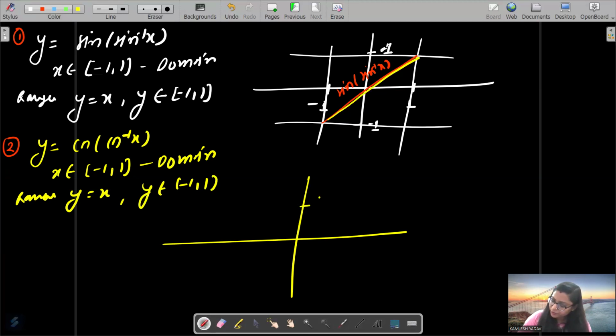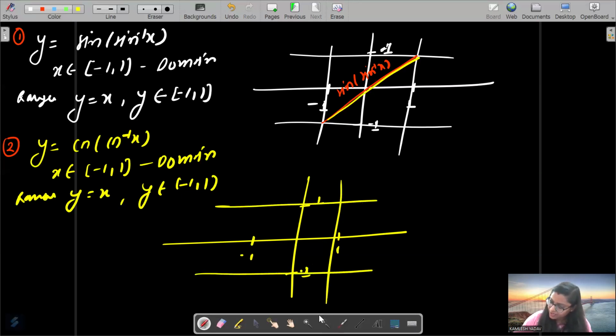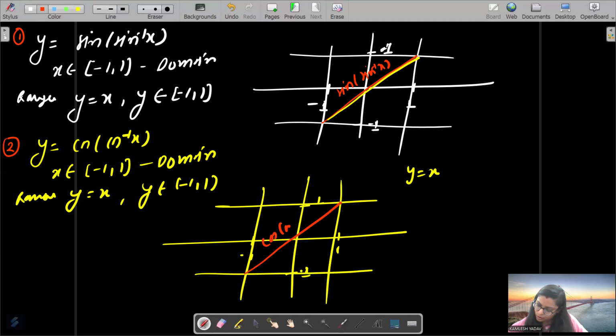Now, this line is also y is equal to x. So first mention the points -1 and 1. Draw the line y is equal to x, which is drawn like that. Then cos of cos inverse x, so this is the graph of cos of cos inverse x. Very simple and very easy. Then we go for the third question.